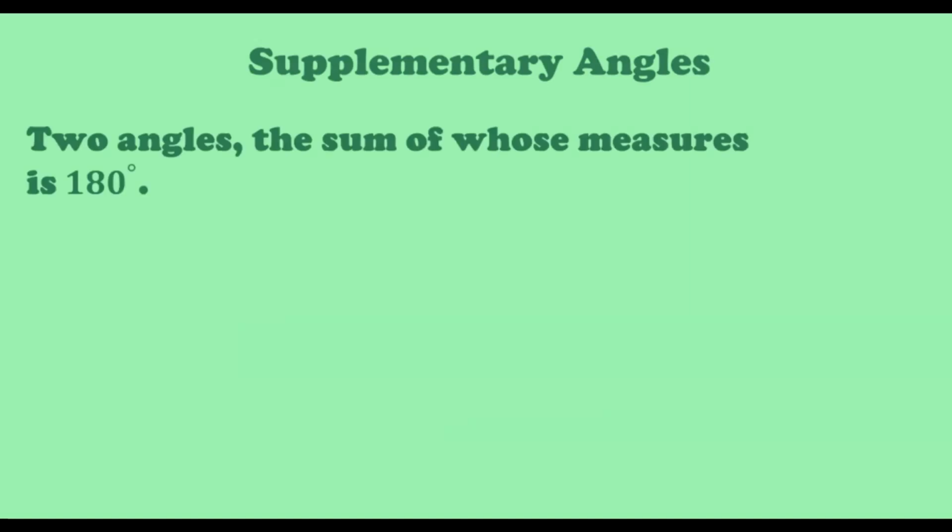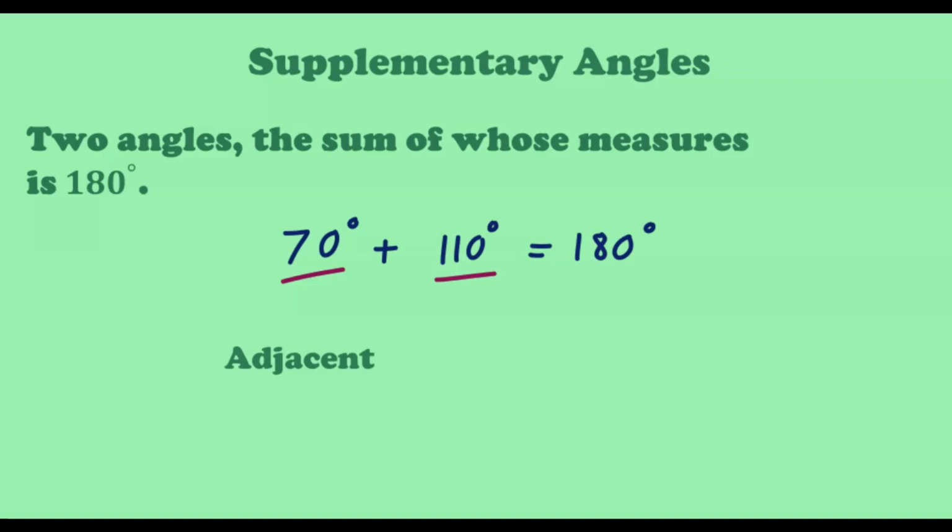Now, supplementary angles are two angles, the sum of whose measures is 180 degrees. For example, consider 70 degrees and 110 degrees. If we add these two, we will end up with 180 degrees. So the sum is 180 degrees, and because of that, 70 degrees and 110 degrees are supplementary angles. Now, similar to complementary angles, supplementary angles are also of two types: adjacent supplementary angles and non-adjacent supplementary angles. Let us have a look at a few examples.